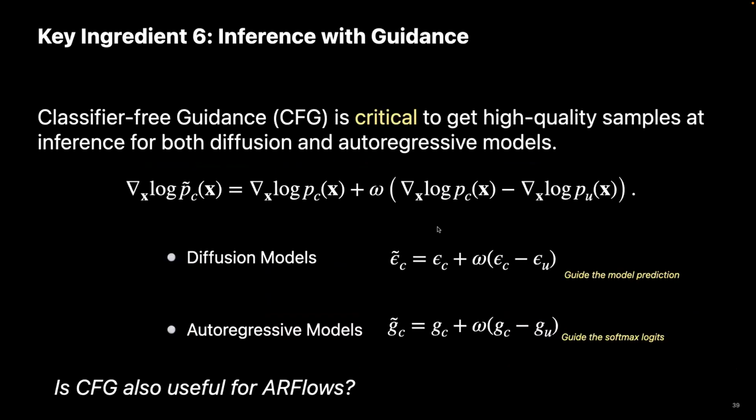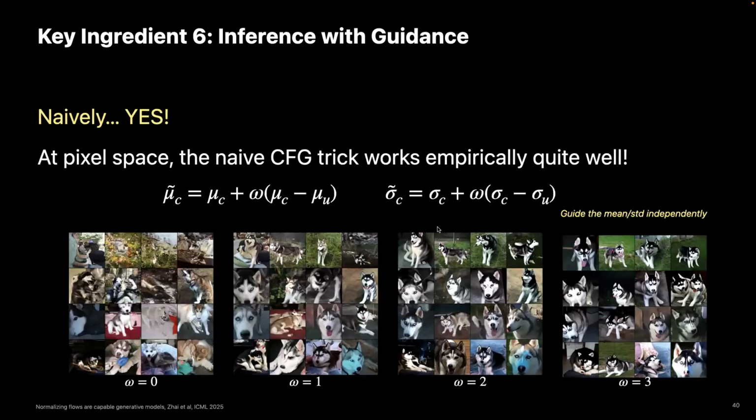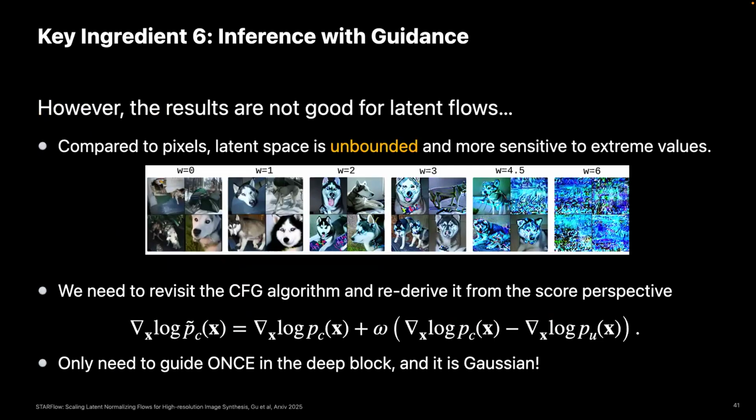And the final piece is guidance. Another key reason diffusion models work so well is this additional technique called classifier-free guidance. It has proved so influential for all image generation and video generation models, not only diffusion, but also autoregressive models. So can we do the same trick for autoregressive models? Naively, the answer is yes. You can do a naive CFG trick over the mean and the variance, and it works quite well for pixel space. But unfortunately, it does not work well for the latent flows.